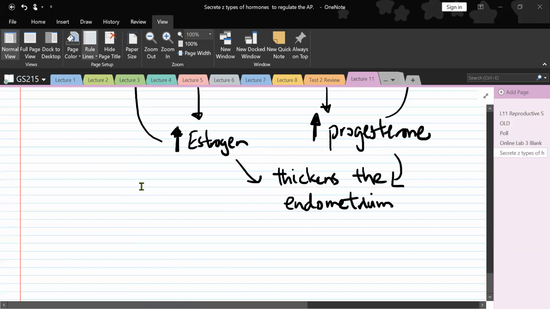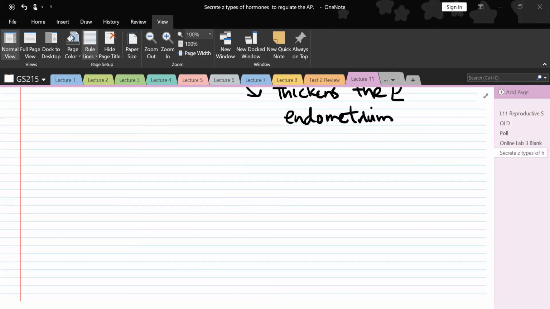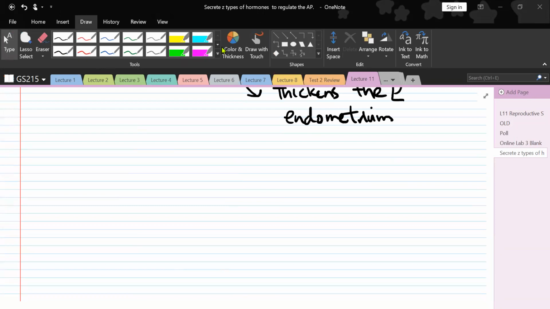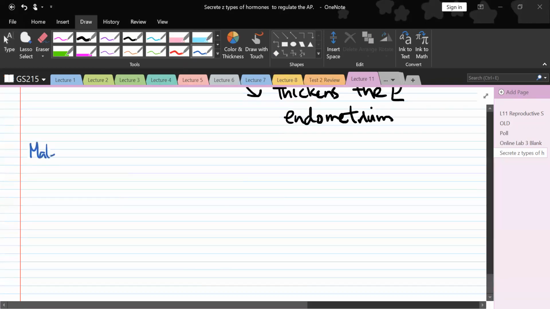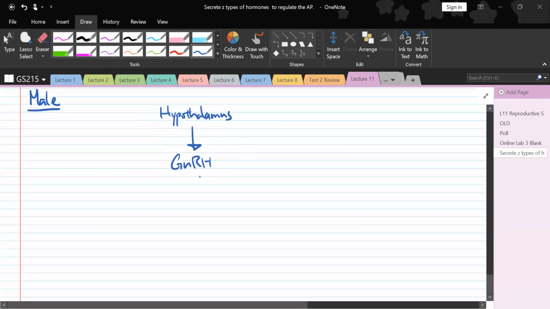For men, it's very similar, I would say. Much simpler though. But in terms of the hormones that are involved, it's quite similar. For male, we again start with the hypothalamus. The hypothalamus will secrete GnRH. Both men and women have GnRH. That would act on the anterior pituitary gland to release LH and FSH.